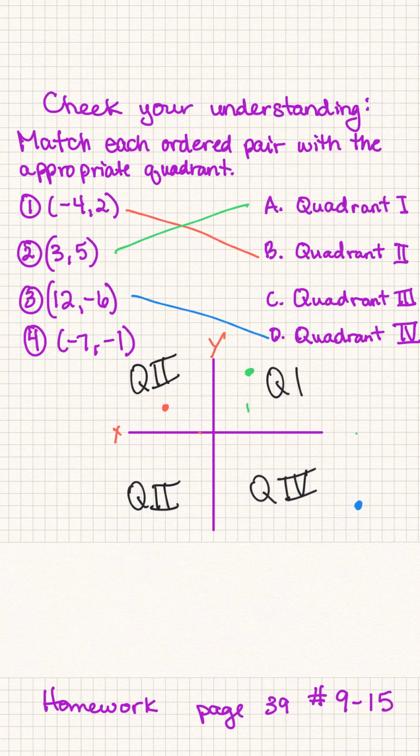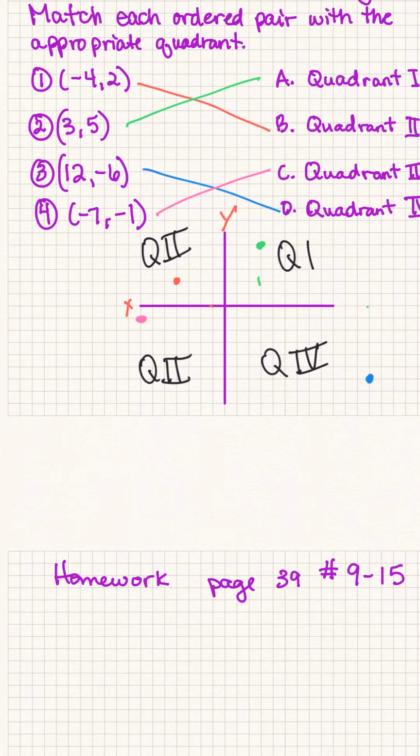And the last one, -7. 1, 2, 3, 4, 5, 6, 7, down 1. Quadrant 3. Both are negative, quadrant 3.